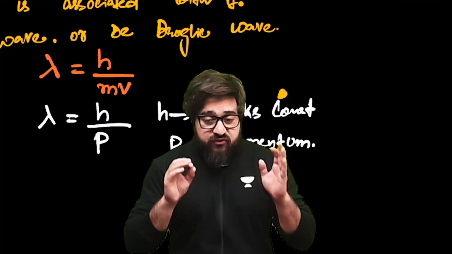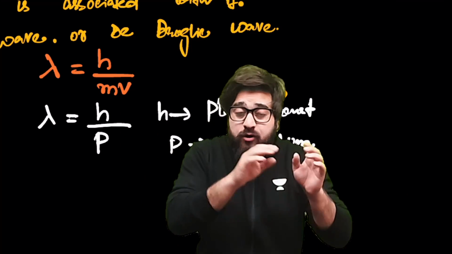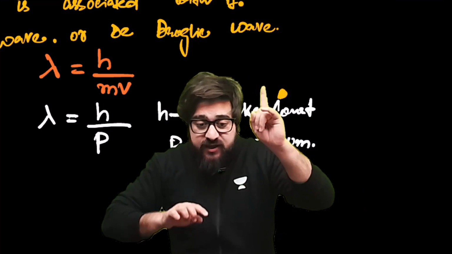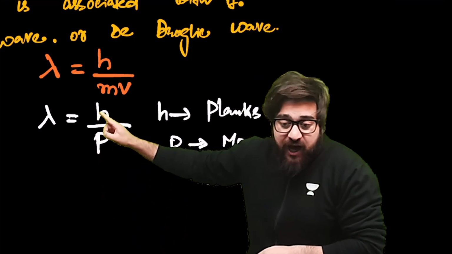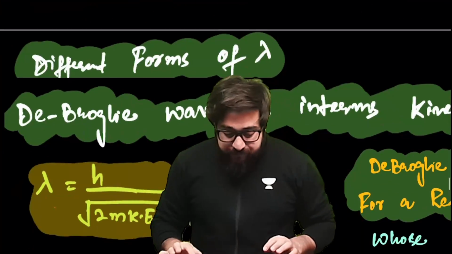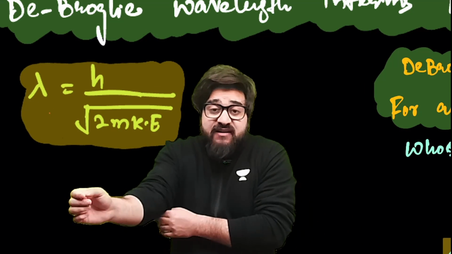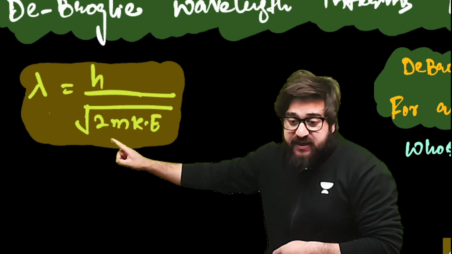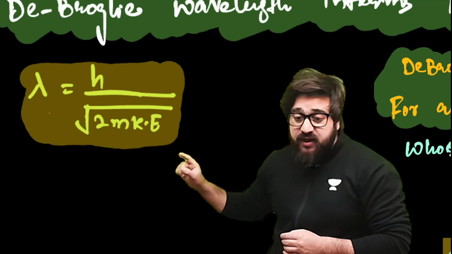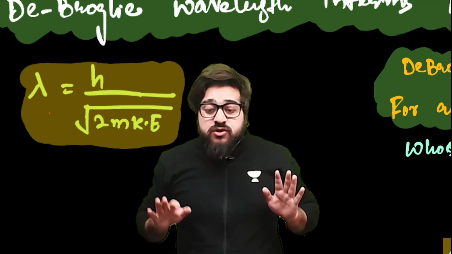So my dear friends, if there is a particle which is moving with some velocity, it has a wave associated with it. That wave has a wavelength. How much is that? That is h by p. Now if somebody asks you the de Broglie wavelength in terms of kinetic energy, you will simply say, sir, that is h upon root of 2mKE. This is the de Broglie wavelength in terms of kinetic energy.